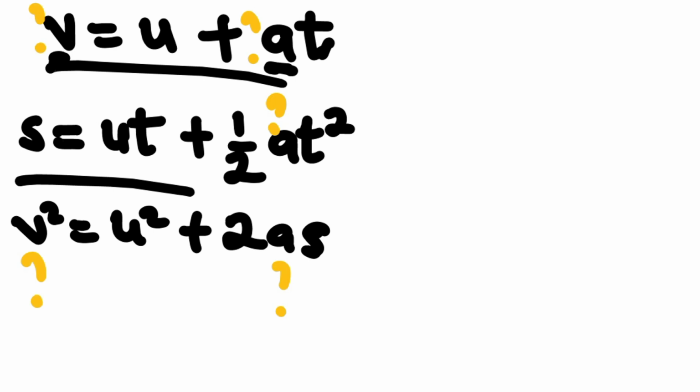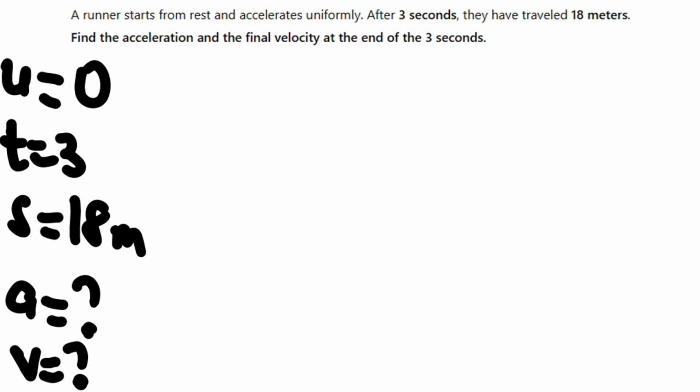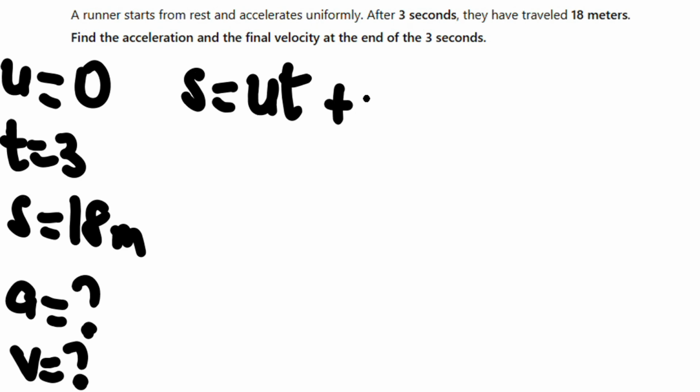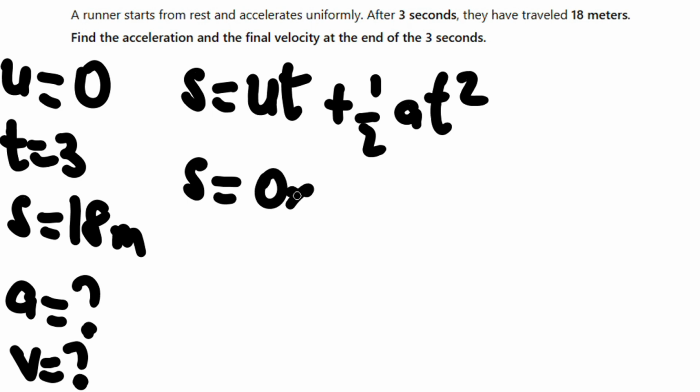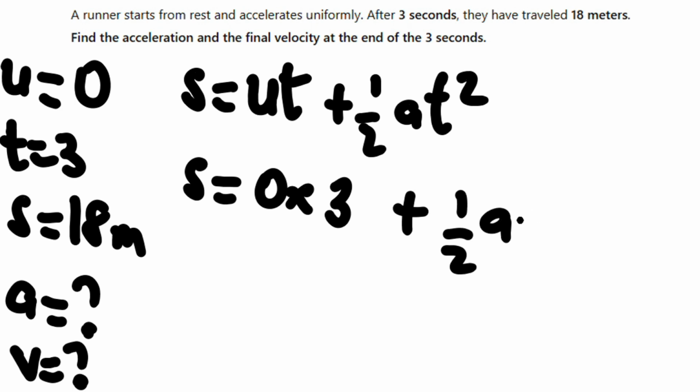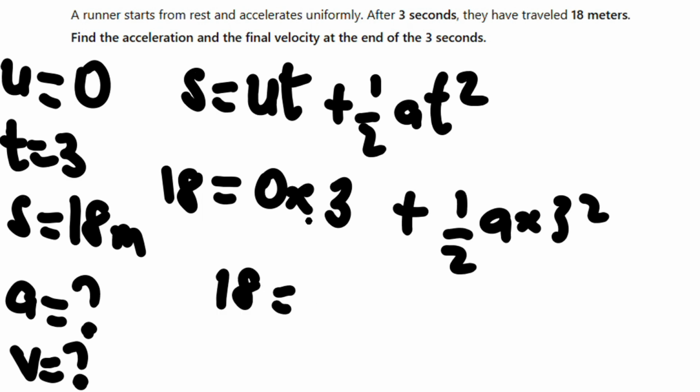Okay, so let's go back and use the second equation to find the value of a. We know that the second equation is s equals ut plus half at squared, right? So s is equal to 0 times 3 plus half a, which is what we are looking for, times t squared. T is 3, so 3 squared. The value of s is 18, so it will give you 18 equals 0 plus half times 9, so that will be 9 over 2 a, right?